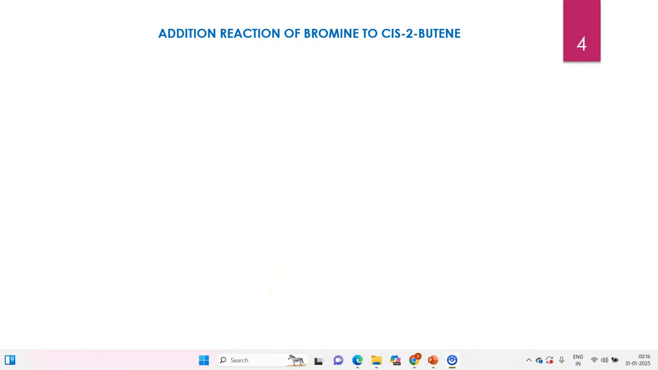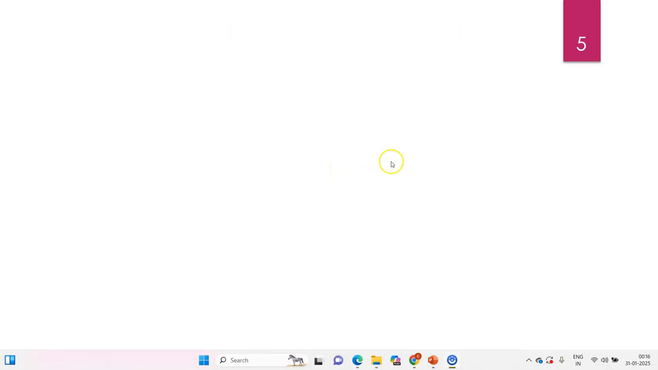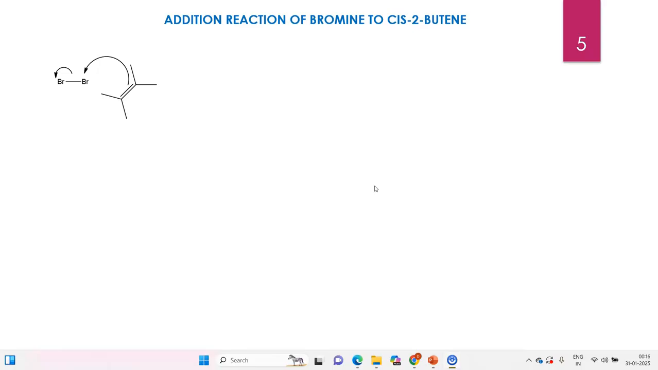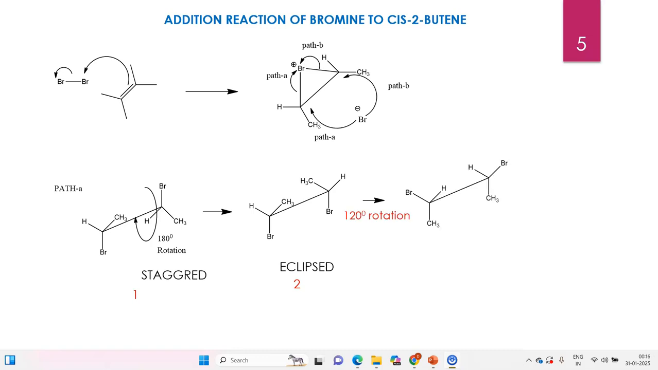Next is the addition reaction of bromine to cis-2-butene. Again, we get the same pathway. How do we explain this? Just path A: you get a staggered form, then eclipsed, and finally you get the Fischer form.